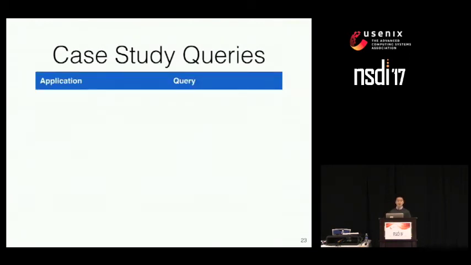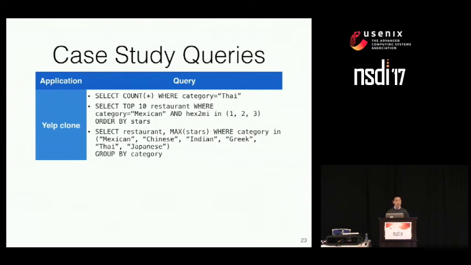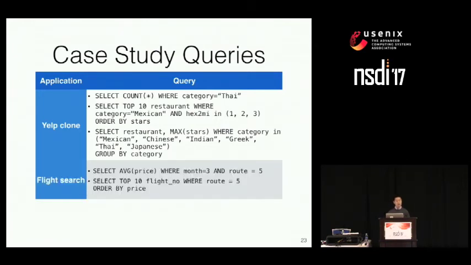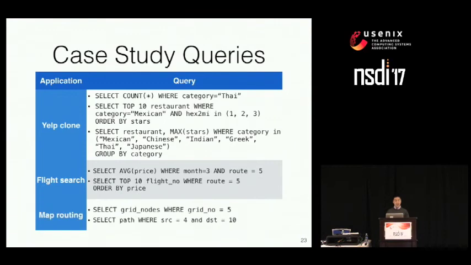So here I'll present the SQL queries we perform on our case study applications. And our goal with this was to try to test various types of Splinter-supported queries on different datasets to show Splinter's expressiveness. So for Yelp, we counted the number of Thai restaurants, top 10 Mexican restaurants near me, and best restaurants from a subset of categories. For flight search, we look for an average price between a source and destination pair for a certain month and the top cheapest flights for a source and destination pair. And for map routing, we have to query a grid table and a transit node table because we use transit node routing, which is a method to do map routing that's compatible with Splinter.